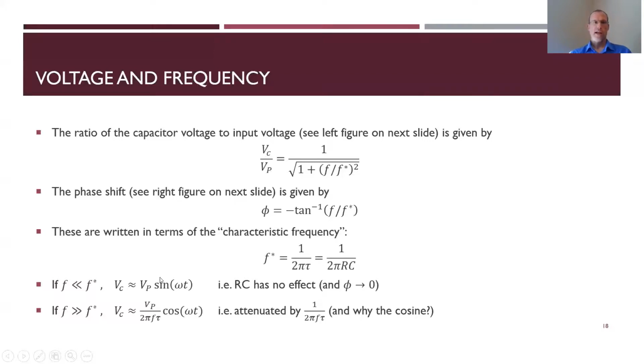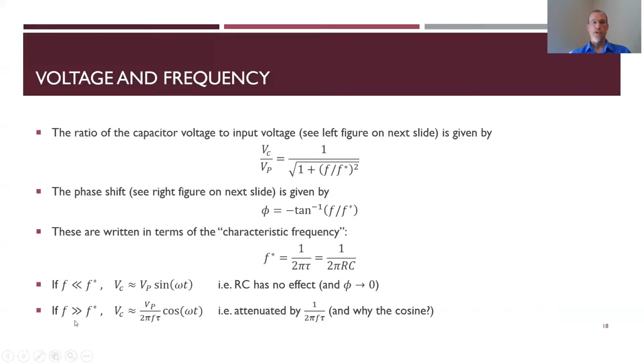Now if you look at that in terms of the frequencies, if my frequency is much less than this characteristic frequency, so f over f star is really small, essentially this goes away. I have 1 over 1, so VC is about the same as VP in terms of amplitude. This f over f star is really small, so inverse tangent of 0 is essentially 0. So 0 phase shift as well. So essentially the voltage of the capacitor is the same as the voltage that's coming out of the power source. That's if my frequency is very small compared to this characteristic frequency.